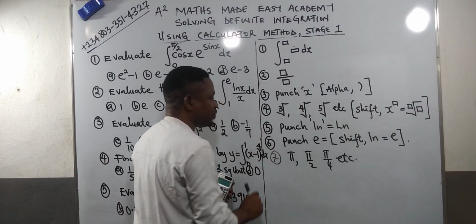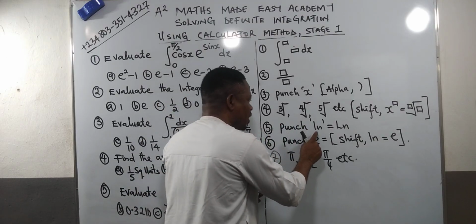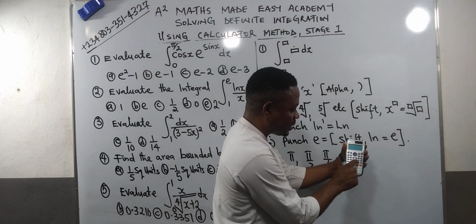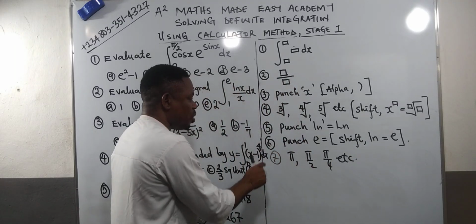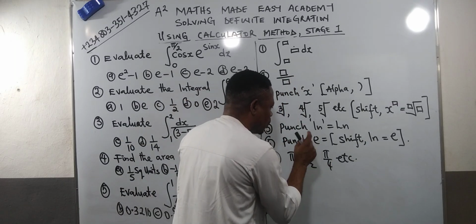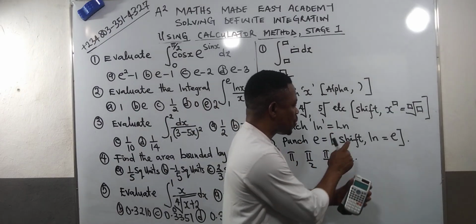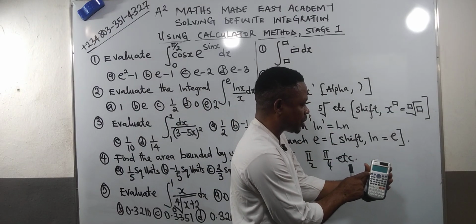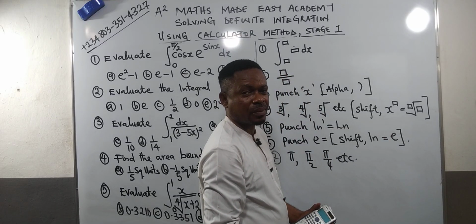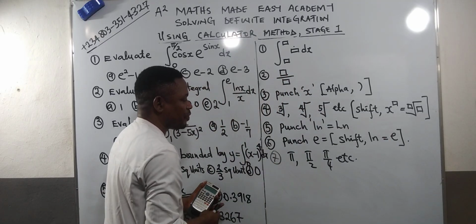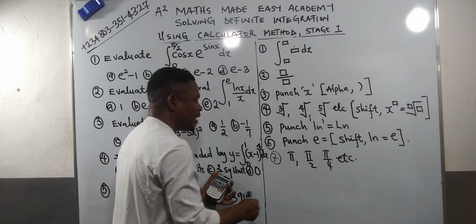Then let's move to the fifth one. If you are asked to punch ln, it is still ln. Look at it in the calculator, ln. Are you with me? Then number 6 is this. If you are asked to punch exponential, the first thing you are going to do is to punch shift. And after shift, you punch ln. It will appear.